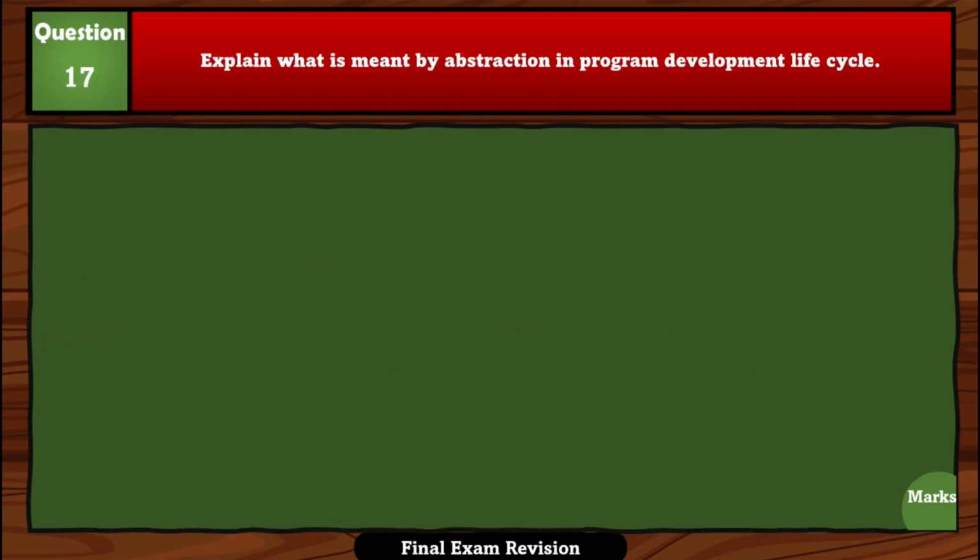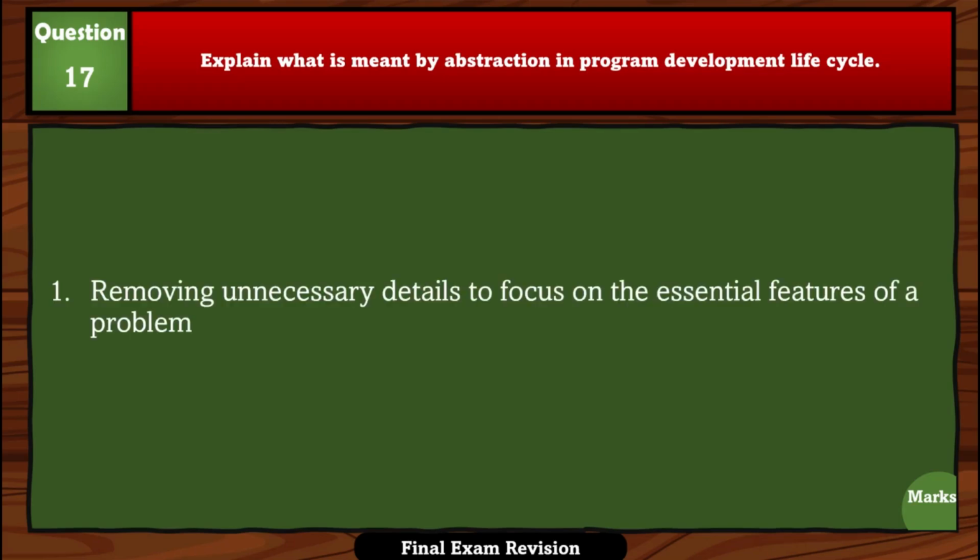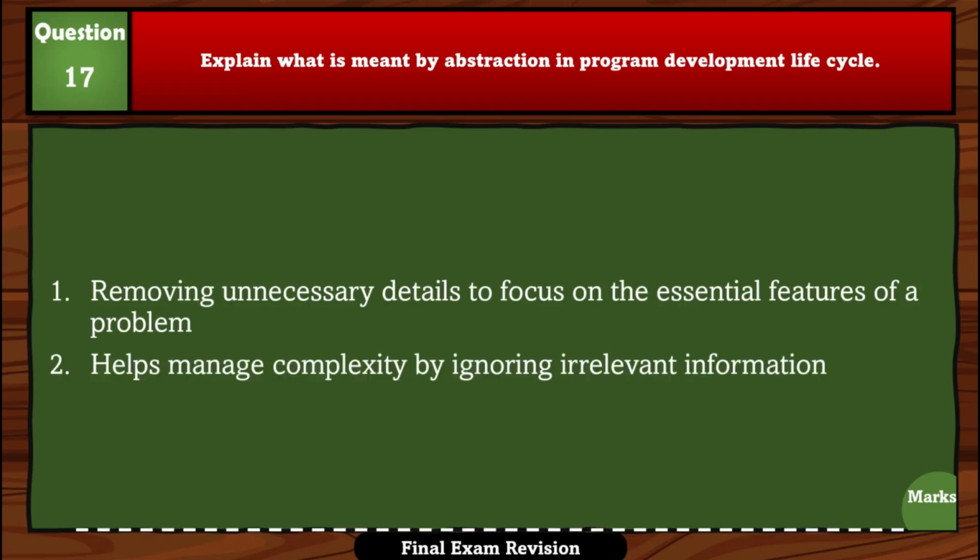Question 17. Explain what is meant by abstraction in program development lifecycle. Removing unnecessary details to focus on essential features of a problem. Helps manage complexity by ignoring irrelevant information.